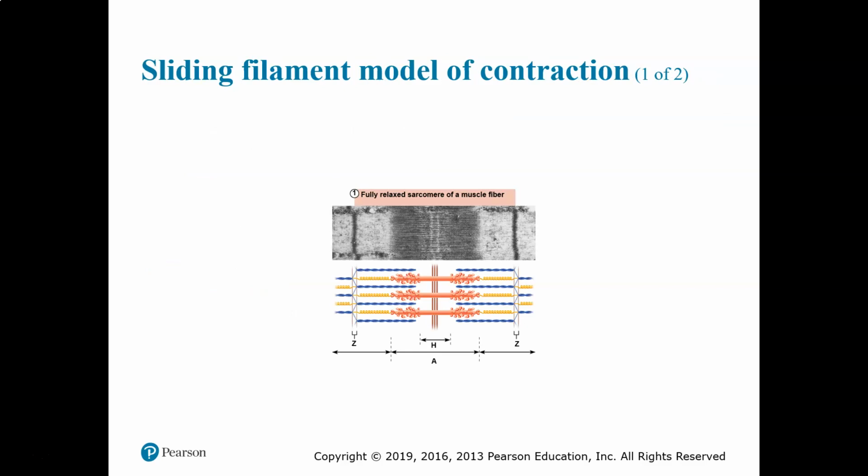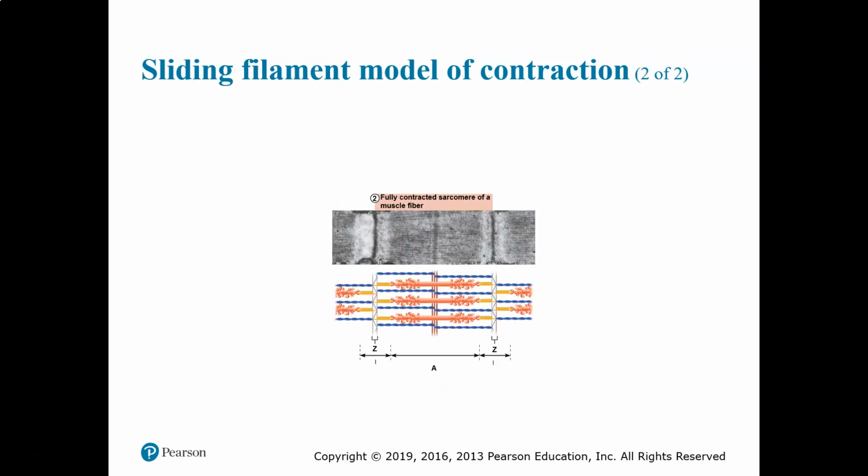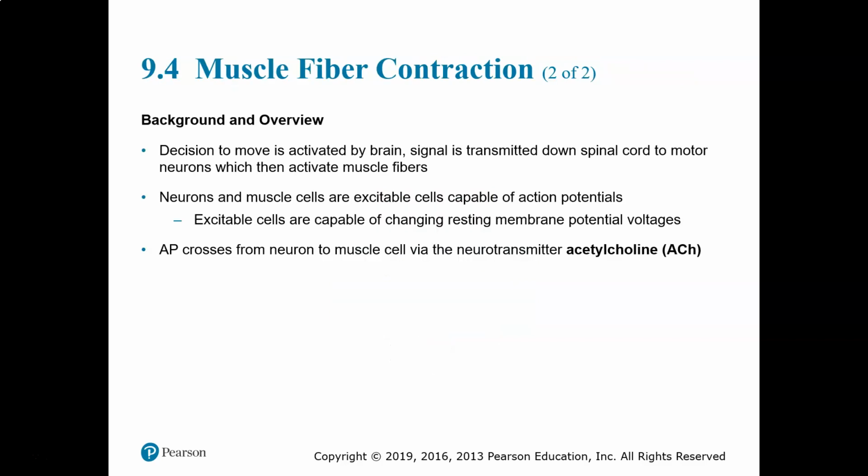So this is fully relaxed, and you can see there's an H zone in the middle of the A band. There's an area where actin overlaps with myosin, like right in here, but it doesn't overlap completely with the myosin. Then a contracted sarcomere brings the two actin filaments together. There is no more H zone, and the two actin filaments totally overlap with the myosin filaments. So it's really just the actin and the Z lines that are moving in a muscle contraction. The myosin stays still.